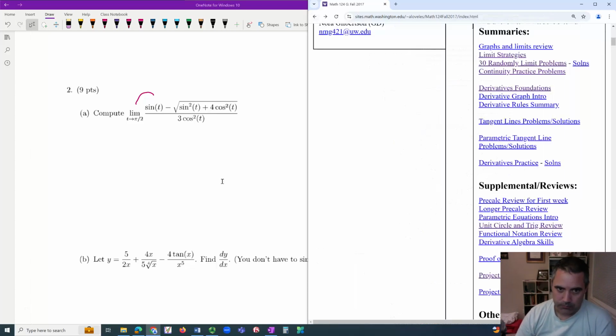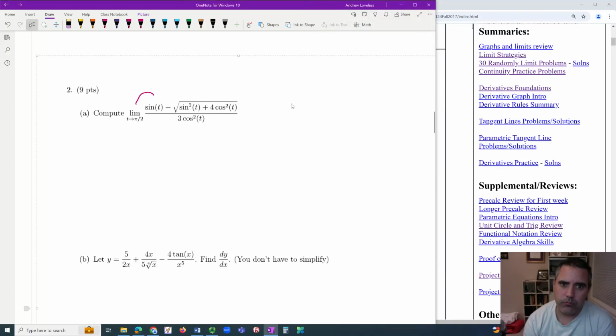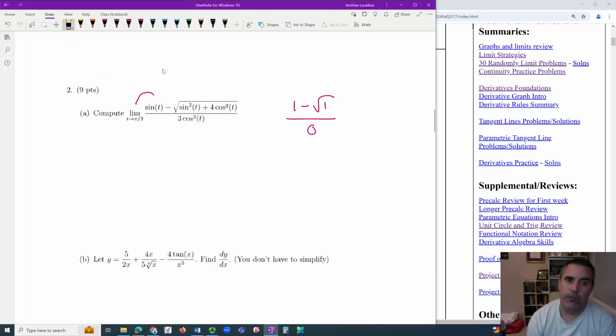Anyways, but you should know sine is the y-coordinate. And so this is going to be 1 minus the square root of 1 over, when I plug in pi over 2, 0. And so that's an indeterminate case. 0 over 0. So now we have to engage our algebra muscles. We would like to write it in a way that we can cancel the 0 in the bottom. And that does not look obvious what to do, but you have a strategy here.